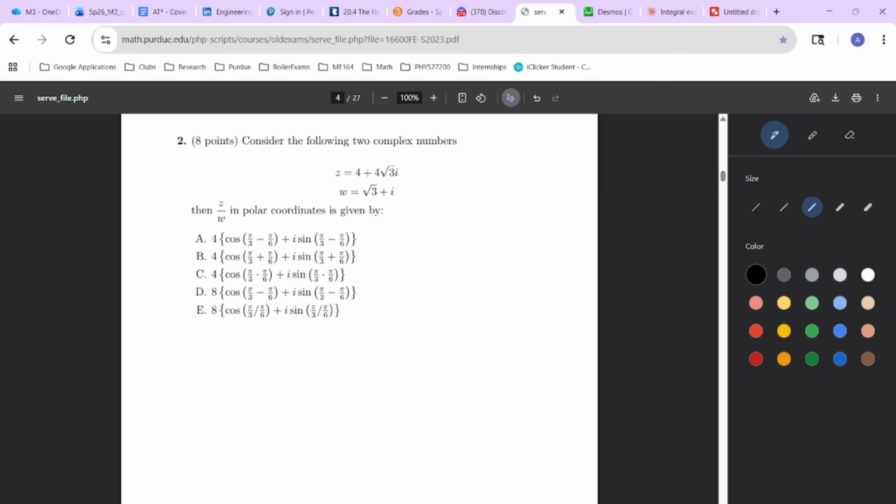Welcome and welcome back, everybody. Thank you for joining me today as we cover question 2 of this problem set. It says to consider the following two complex numbers, z is equal to 4 plus 4 root 3 times I, and w is equal to root 3 plus I. If we consider these two complex numbers, then z over w in polar coordinates is given by any of the following 5 answer choices. Now, before we begin anything, let's review two things that will be very important to solving this problem.